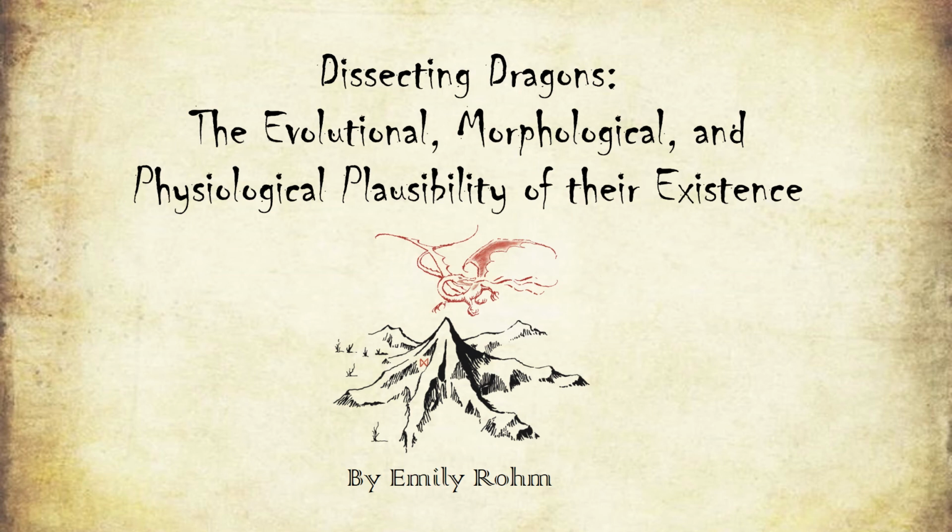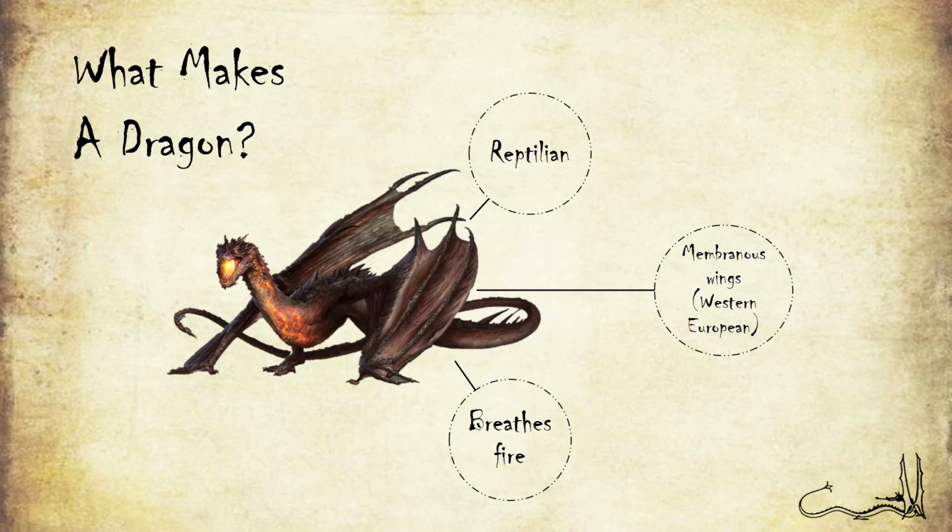Hi, this is Emily Rohm, and for this week's Sci-Fi Friday presentation, I will be discussing dragons and the evolutionary, morphological, and physiological plausibility of their existence. So to begin, what makes a dragon? Well, a dragon possesses reptilian features along with membranous wings and the ability to breathe fire.